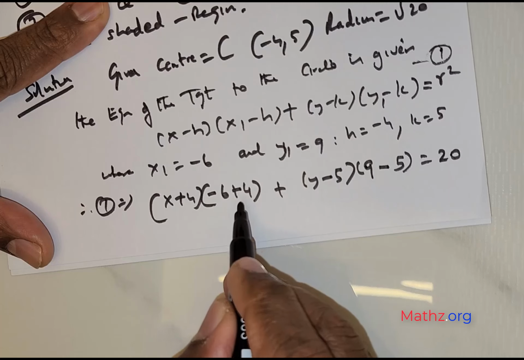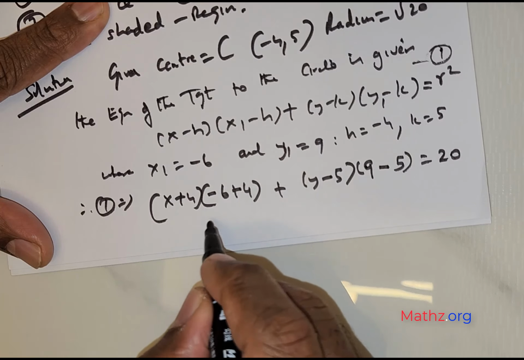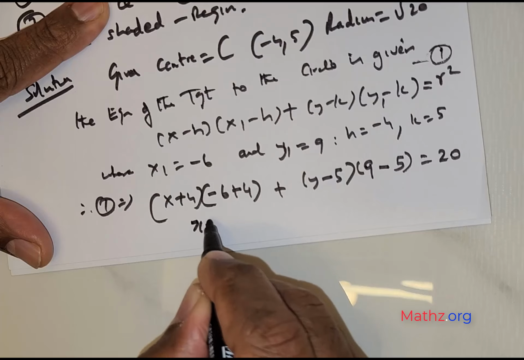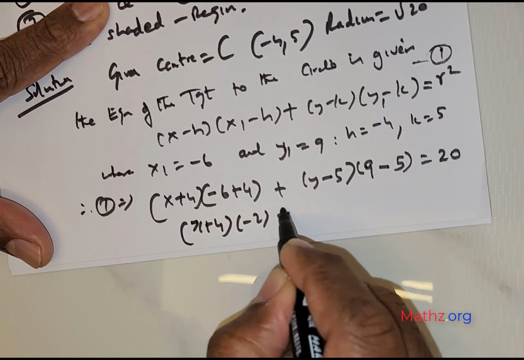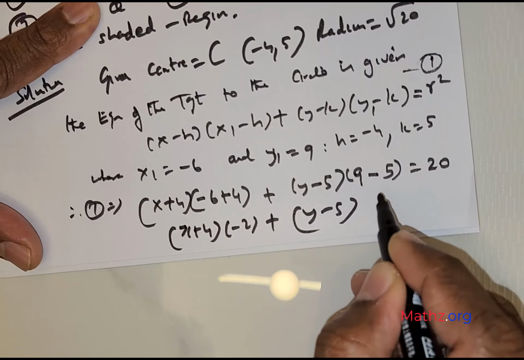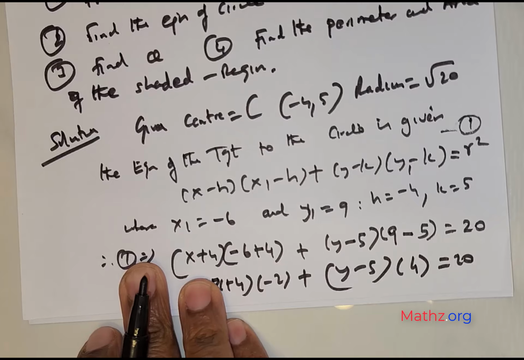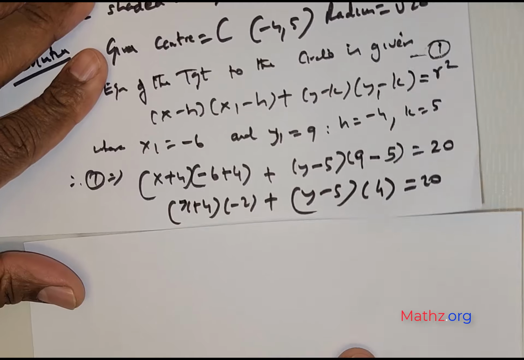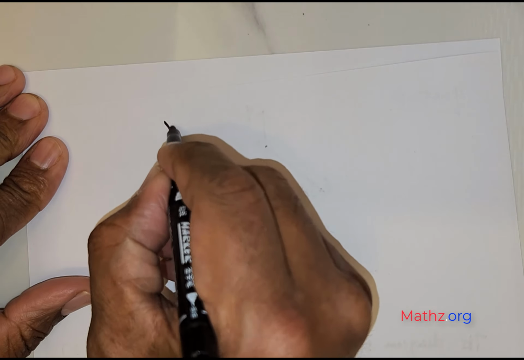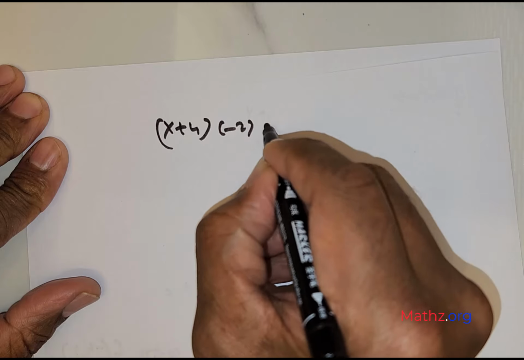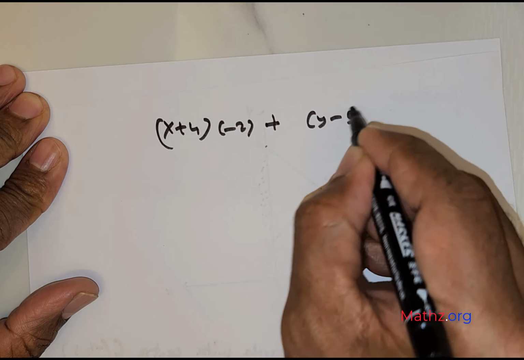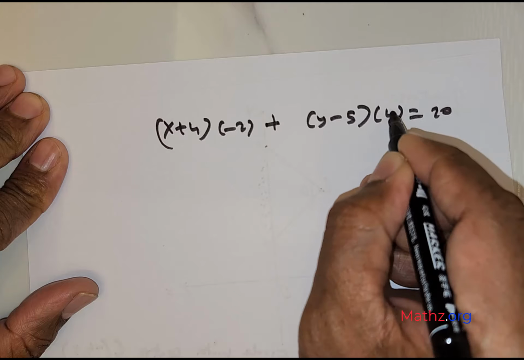So -6 + 4, that's -2. So I'm going to write that as (x + 4)(-2) + (y - 5)(4) = 20. So this is what we have got. Now I'm going to utilize a new page. So let me flip this and write this over here: (x + 4)(-2) + (y - 5)(4) = 20.